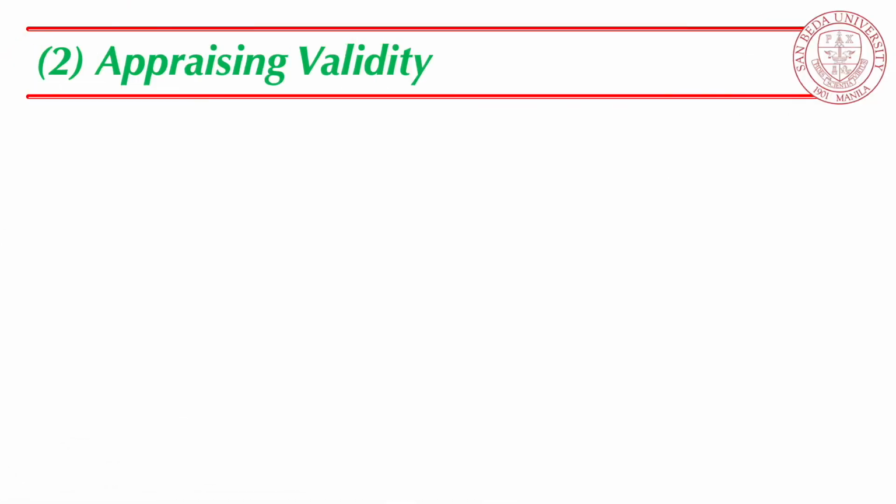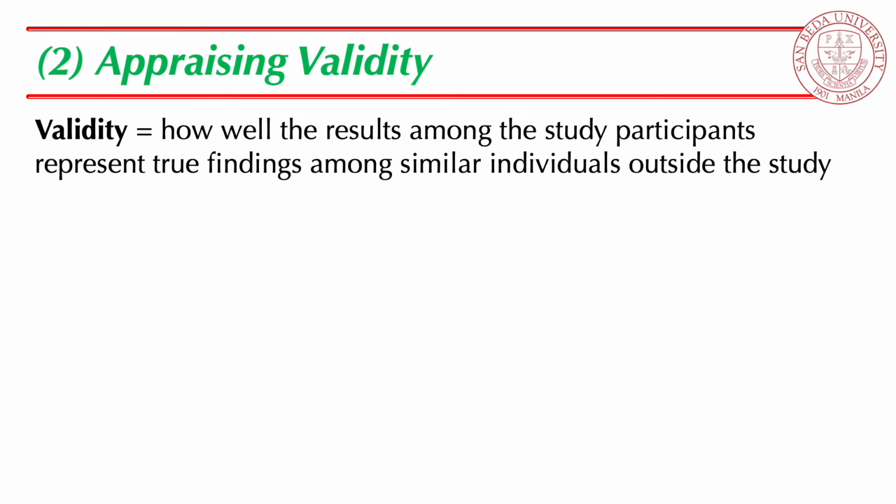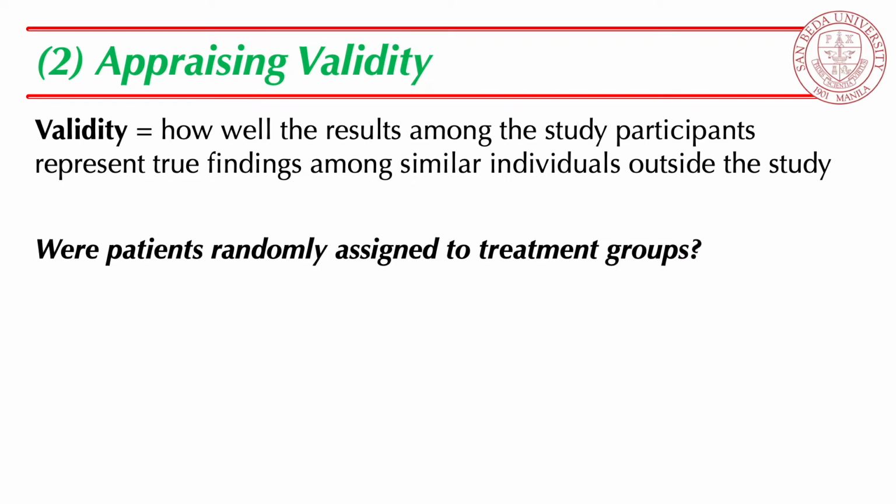Let's now move on to appraising validity. Recall that the validity of a research study refers to how well the results among the study participants represent true findings among similar individuals outside the study. Now, there are guide questions that will help you decide if the results of an article or a study has this validity for your particular patient. The first question is, were patients randomly assigned to treatment groups?